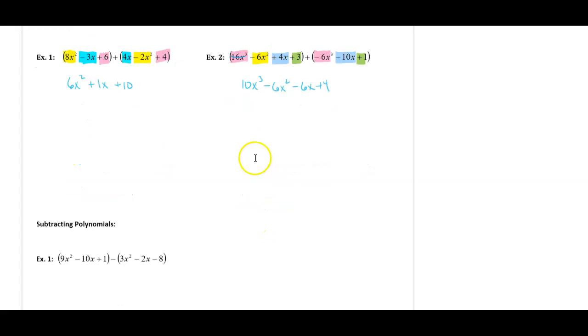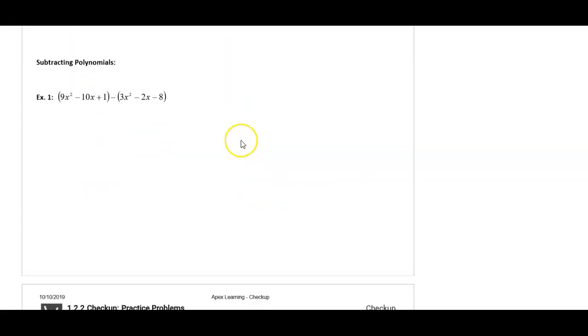Okay. Now, subtracting polynomials is not much different, but the first thing you have to do is you must distribute the minus sign. Okay, so when I look here, everything in this first polynomial will stay the same. So 9x squared minus 10x plus 1. Then I'm going to distribute the minus sign. When I do that, a negative times a positive would make that minus 3x squared. A negative and a negative would make that a positive 2x, so plus 2x. A negative and a negative would make that a positive, so plus 8.